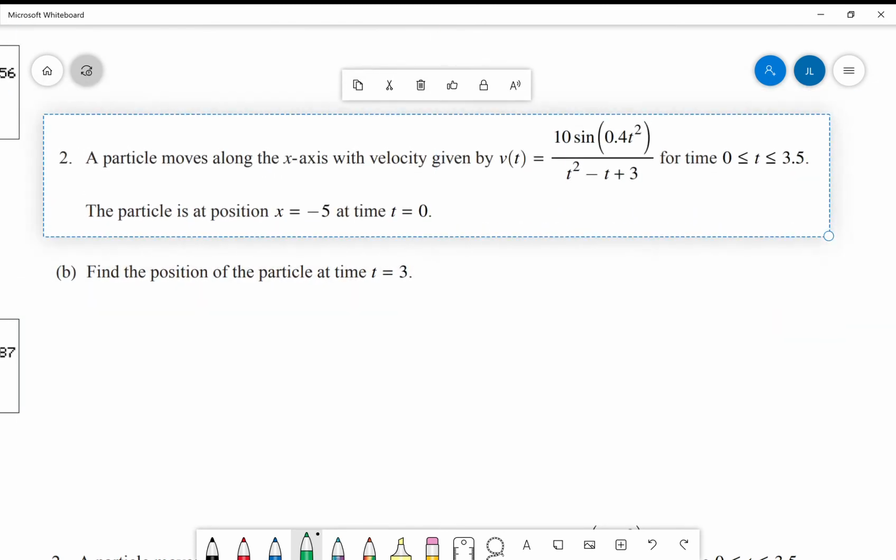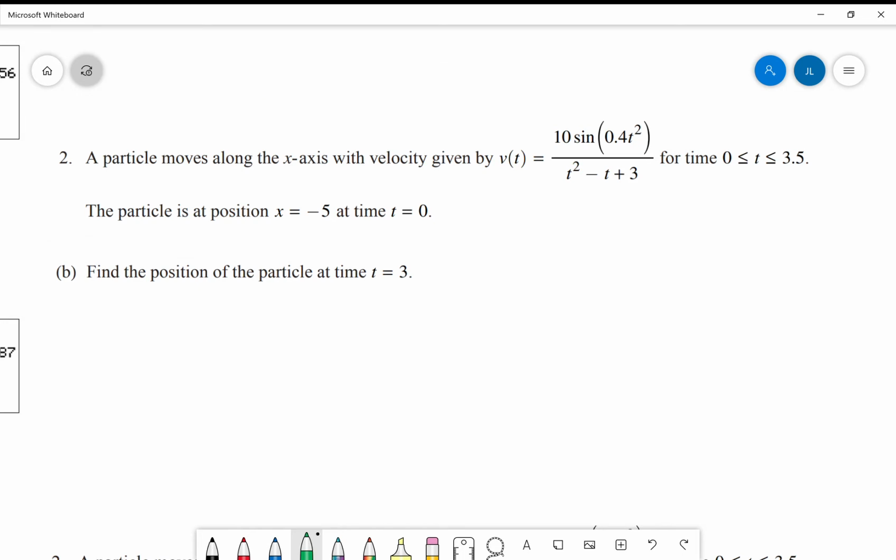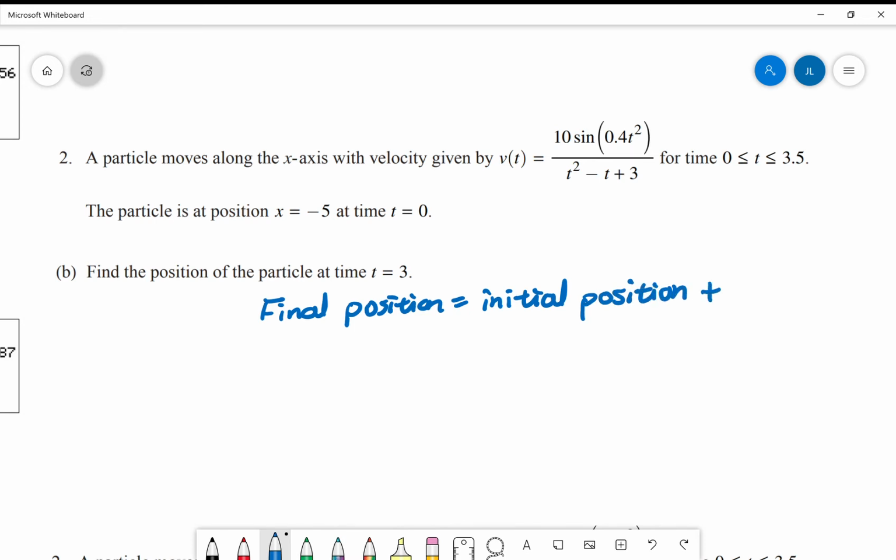B, we have find the position of the particle at time t equal to 3. Because we're given the velocity function and we're looking for position, we have to go backwards. We have to antiderive velocity in order to get back to position. There is an initial position of -5. So with these type of problems where you have to antiderive, your final position will always be equal to the initial position that's given to us, and hopefully you underlined it in the beginning of the problem, plus the displacement or net change in position, which is really the antiderivative or the integral of velocity from A to B.